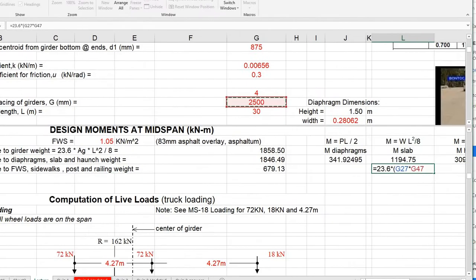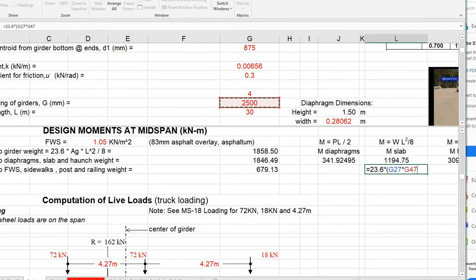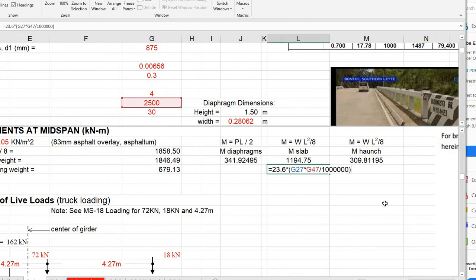Next is, since this is millimeter squared, i-divide natin siya ng 1 million para maging meter squared. Next, i-multiply na natin siya ngayon. Yan na yung ating W. Multiply na natin siya ng L squared times L, this is L, times L ulit, divided by 8. Yan. Okay? So, yan ang procedure paano nakuha si moment due to slab.